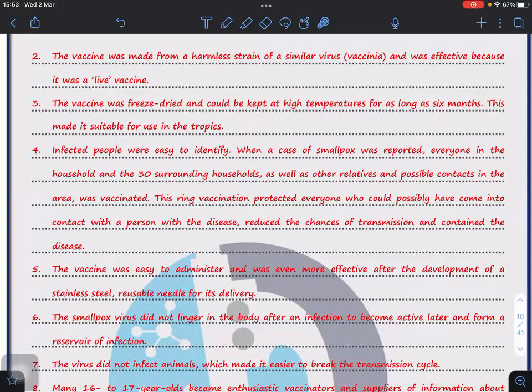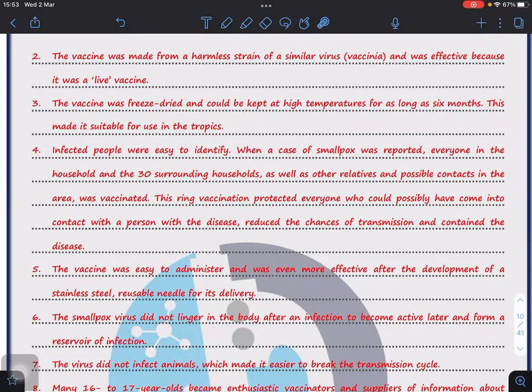The third, the vaccine was freeze-dried and could be kept at higher temperature for as long as 6 months. This is very, very important. You have to imagine it's the 1960s. Not every household will have a refrigerator. The rural areas, those countries were very, very low in terms of development. So how do we keep this? And there's no electricity. So you cannot expect the WHO person to carry a refrigerator all the way. So therefore, this kind of vaccine is very, very good.